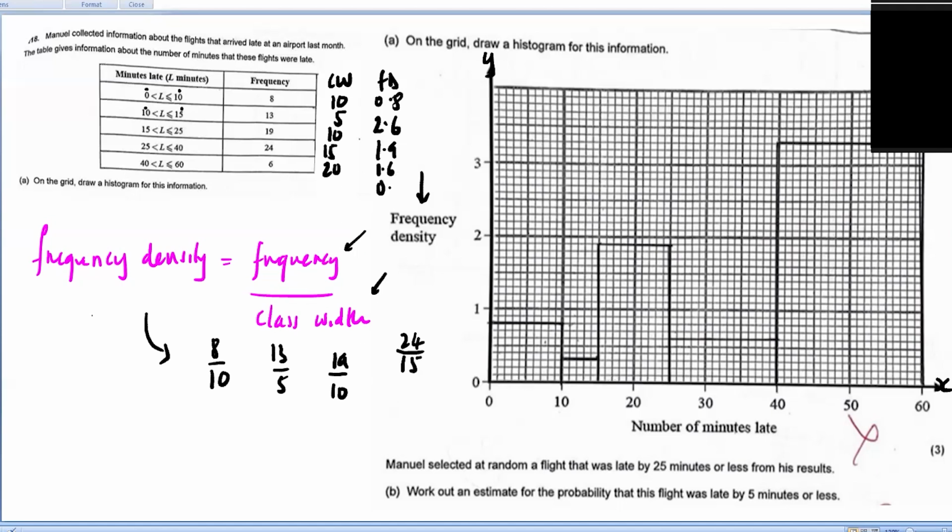So what I'm going to do is match this up with another color, so you know which is which. As you can see, frequency density is on the y-axis and class width, how wide the classes are, goes on the x-axis. Let's go ahead and draw it. The first one is 0 to 10, and we're going up to 0.8. So that's 10 boxes, so 0.8 would just be 8. Yeah? So this is done correctly.